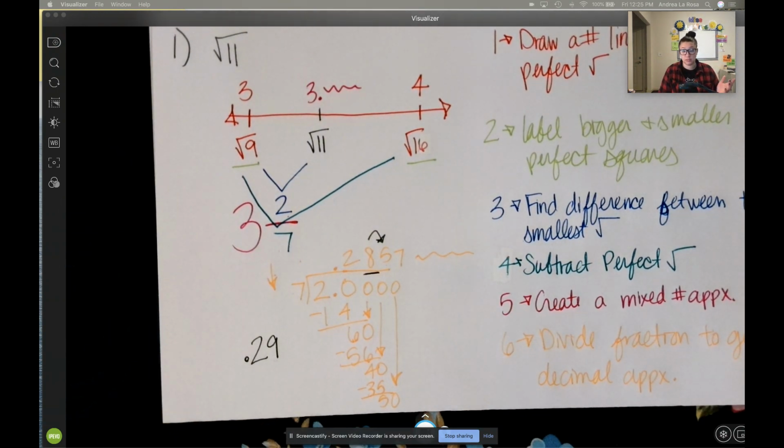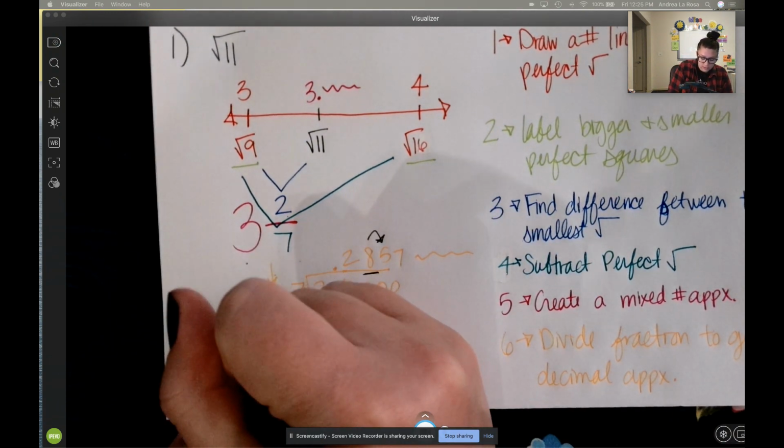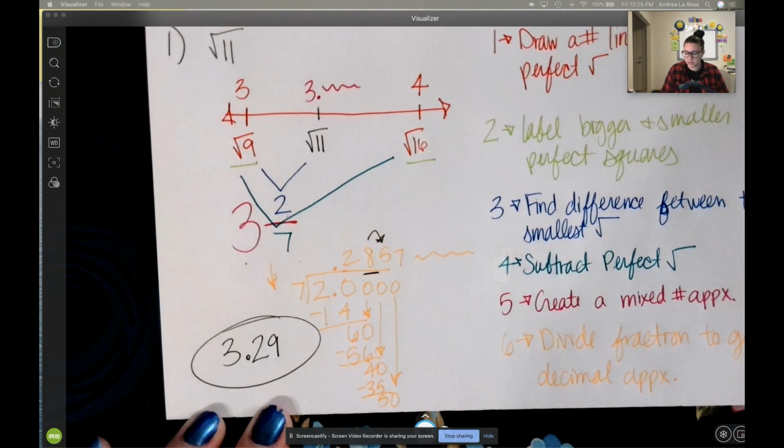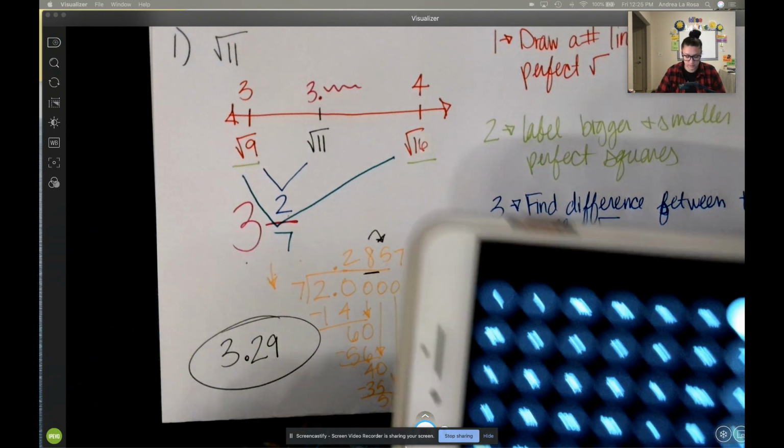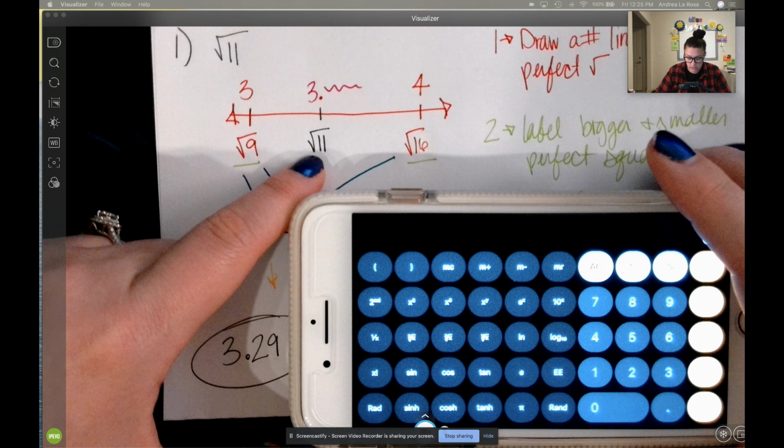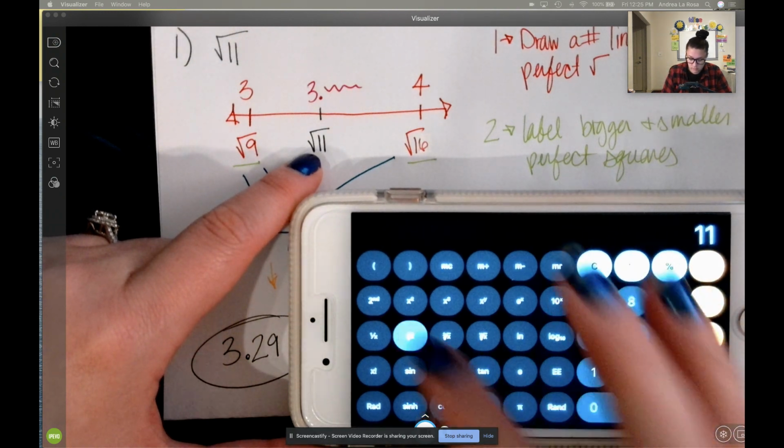Is that my answer? Nope. Don't forget about that 3 out front. So it's approximately 3 and 29 hundredths. If I go on my calculator, I'm just going to do the one on my phone just because it's easy for me because it's right here. Again, the approximation, the square root of 11.